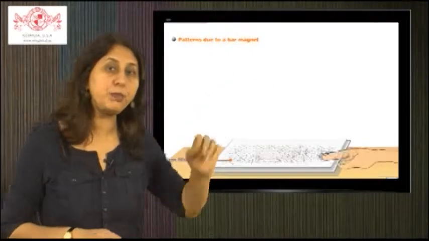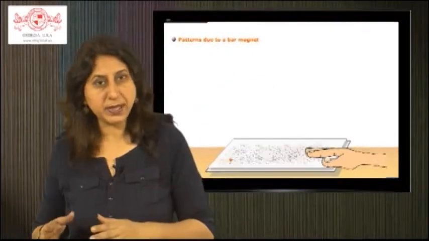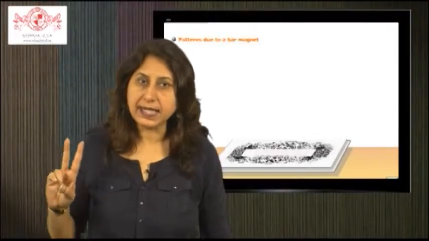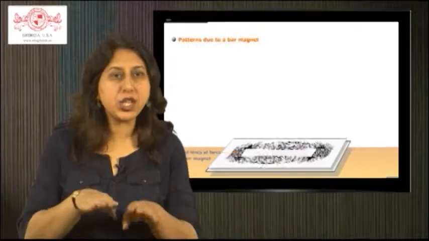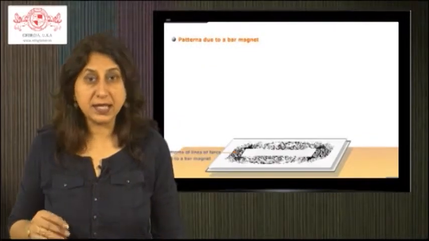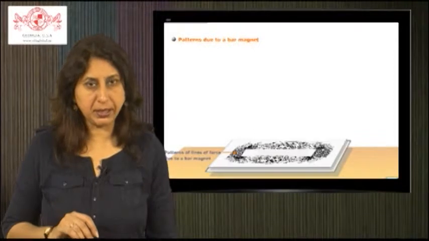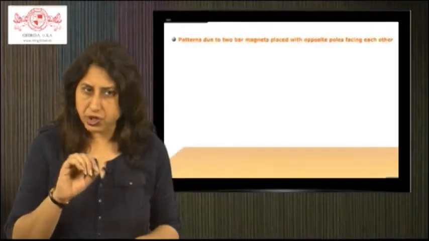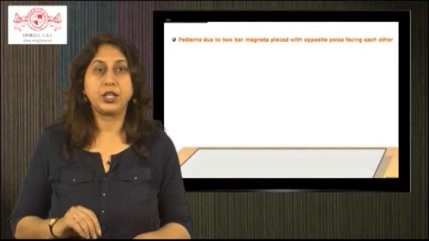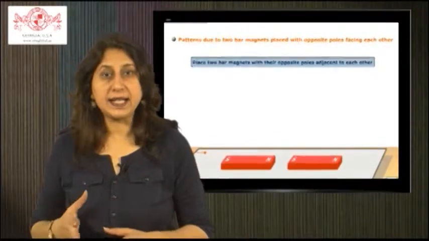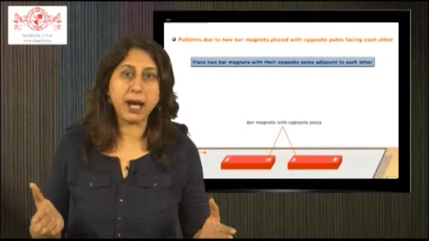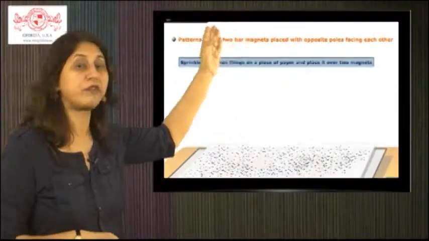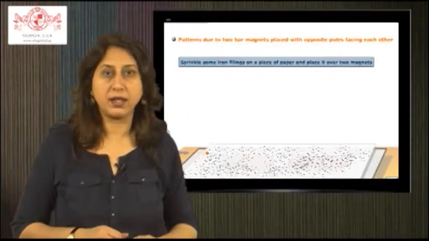Patterns due to two bar magnets placed with opposite poles facing each other. Place two bar magnets with their opposite poles adjacent to each other. Sprinkle some iron filings on a piece of paper and place it over the two magnets. Tap the paper gently. You see that the iron filings align themselves about the bar magnets. This is a pictorial representation of magnetic lines of force.